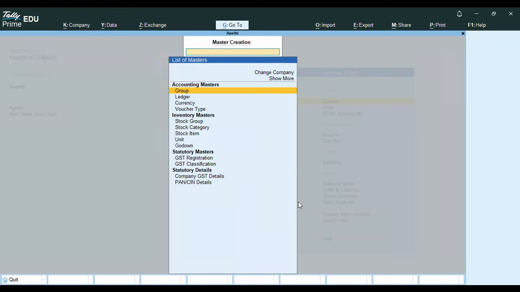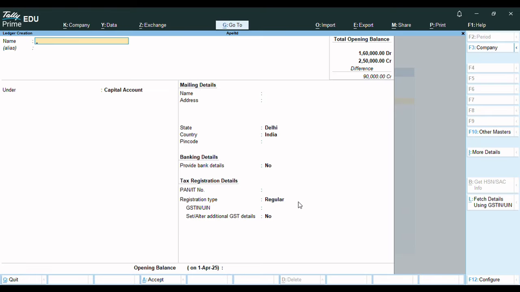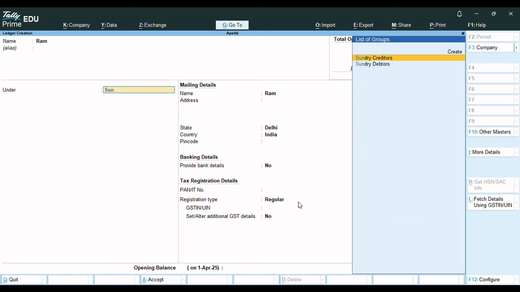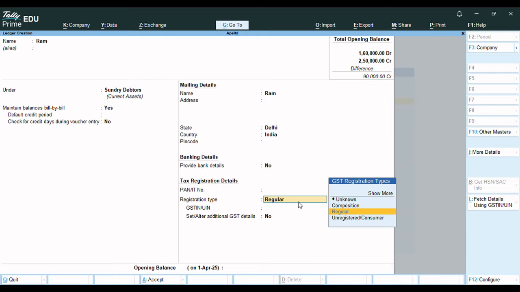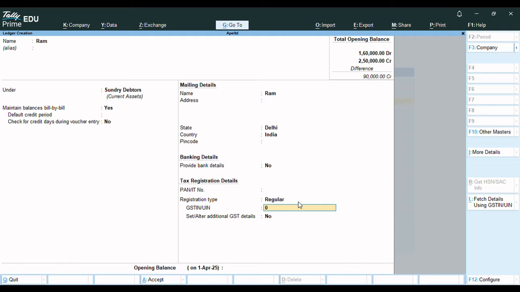We will go to the create option. Now what do we need to create? We need to create debtors and creditors. In your question you can look, there are two debtors. One is Ram. Ram will come under sundry debtors, Delhi, regular, and need to fill GST details. If you do not fill GST details over here, the tax will not come up, keep this in mind. So Ram's opening is 50,000.